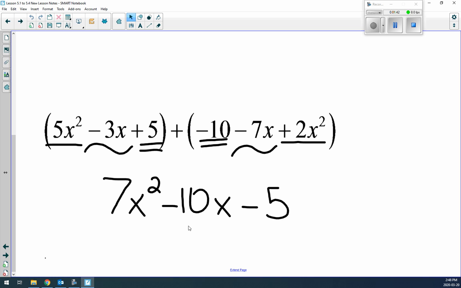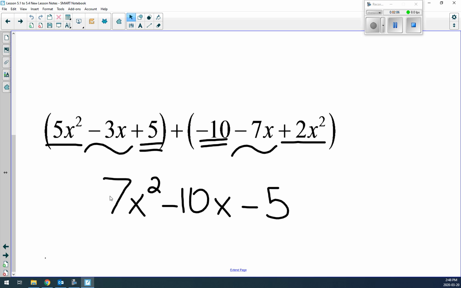Okay, the next one here, again, we're going to put this in descending order. So let's deal with the x squares first. So this one I used lines instead of pictures now. So here's a line under the 5x squared and a line under the 2x squared. So 5x squared and 2x squared is 7x squared. And then I have a squiggle here under the negative 3x and the negative 7x. Negative 3x minus 7x is negative 10x. And then I have double lines under the 5 and the negative 10, which gives us our negative 5.